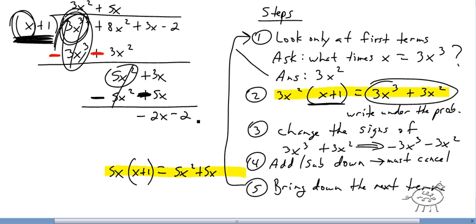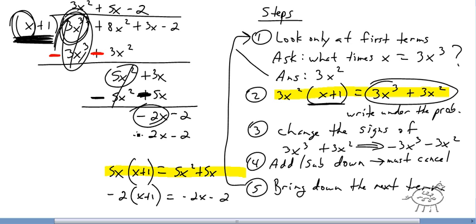Okay, the question, what times x, so we're going back to step number 1, what times x is negative 2x? Well, isn't it negative 2? So it's negative 2 up there, so negative 2 here times x plus 1. That gives me negative 2x minus 2. So negative 2x minus 2. Change the sign, plus, plus, and that gives you a 0 there. So that's important. By that being a 0 remainder, that means my final answer is 3x squared plus 5x minus 2.